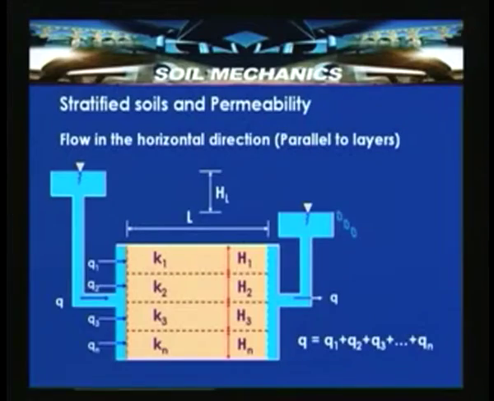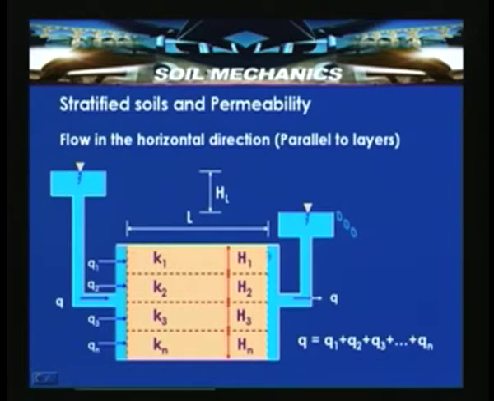So, let us now first find the equivalent coefficient of permeability if the flow is occurring in the horizontal direction, that is, parallel to the direction of stratification. Flow in the horizontal direction means flow parallel to the layers. Let us assume that we have a permeameter in which n layers with coefficients of permeability K1, K2, K3, K4 to Kn are placed horizontally at thicknesses H1, H2 to Hn.